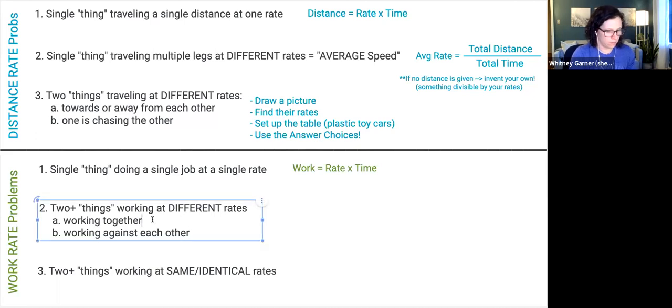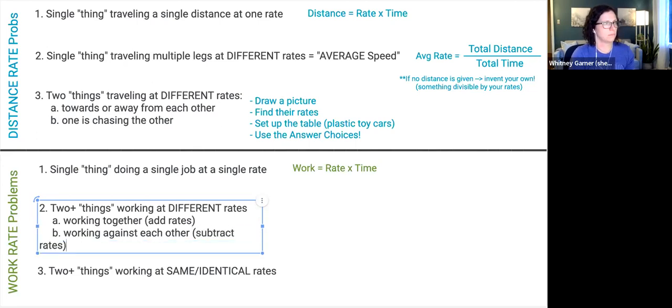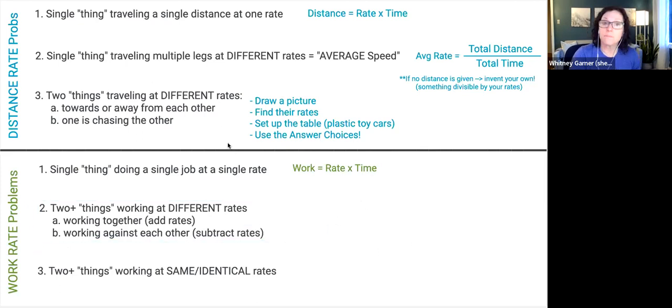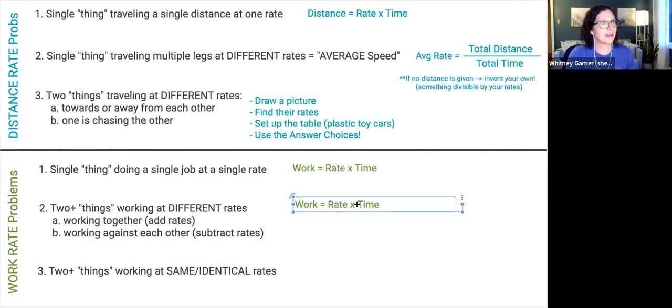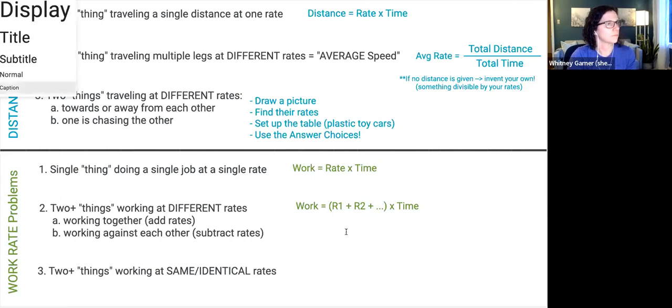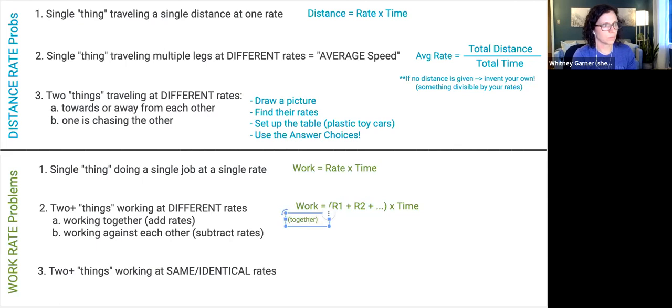If I know that when things work together, we add rates, and when things work against each other, we subtract rates, my work equals rate times time formula needs to shift slightly. So I'm going to have the same work equals rate times time formula, but I'm now going to add together the individual rates, and that's going to give me the time and the work for how much they do together.